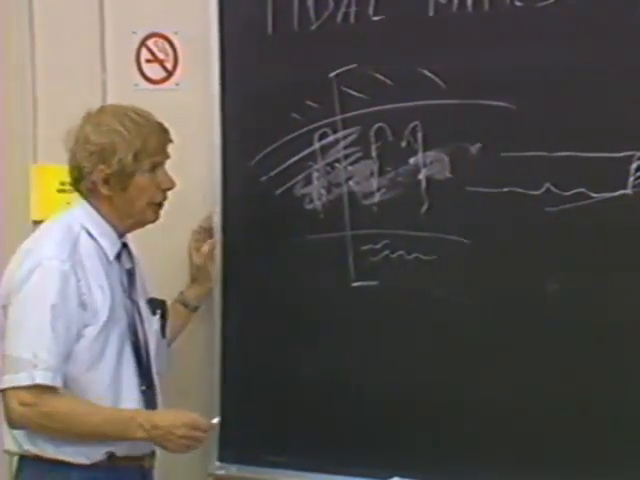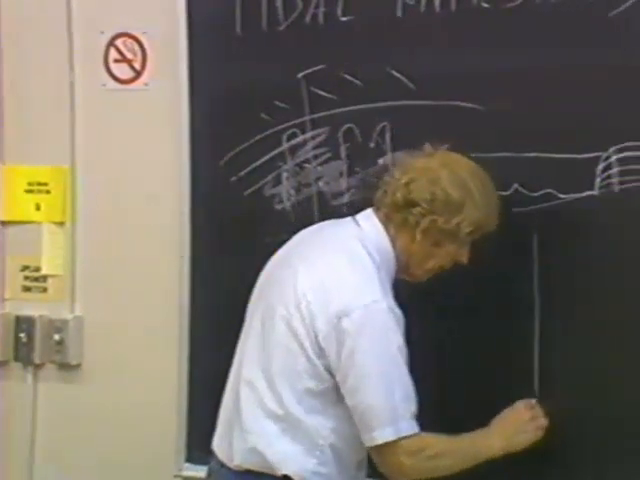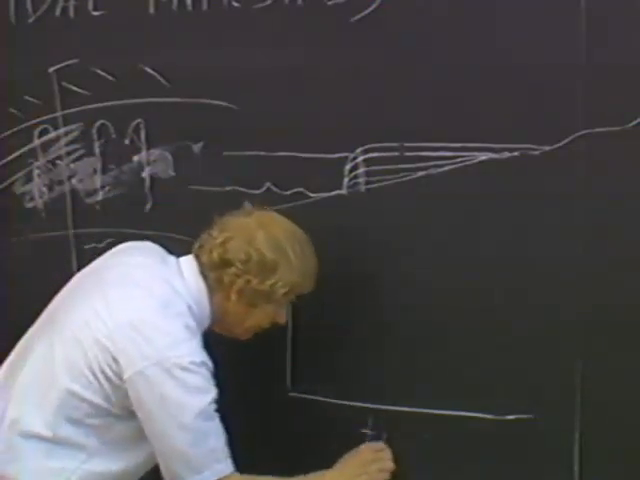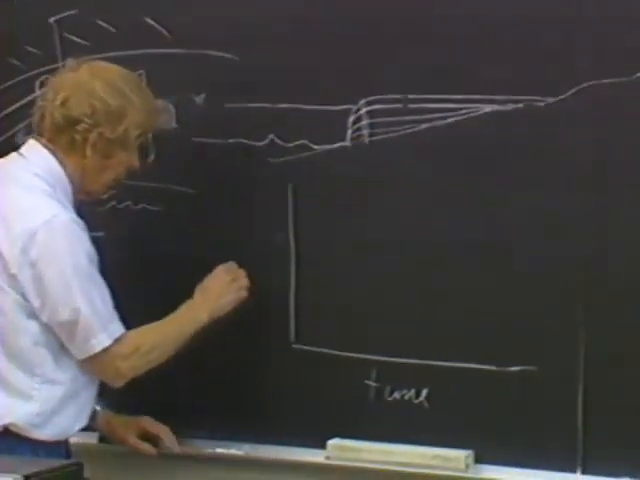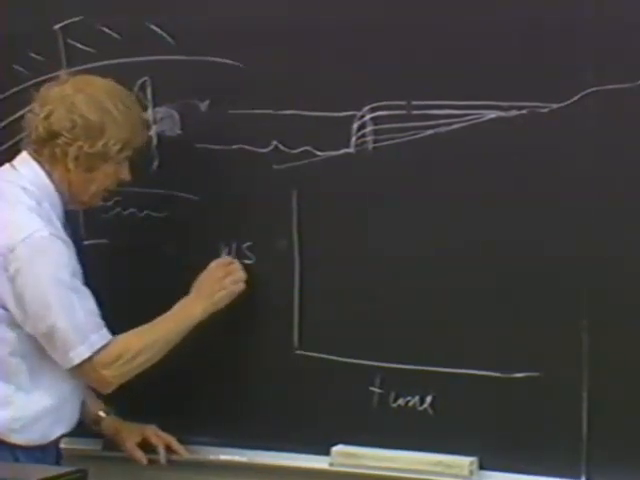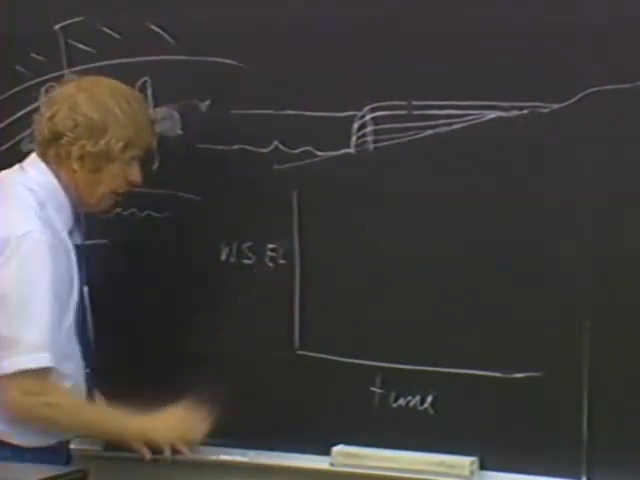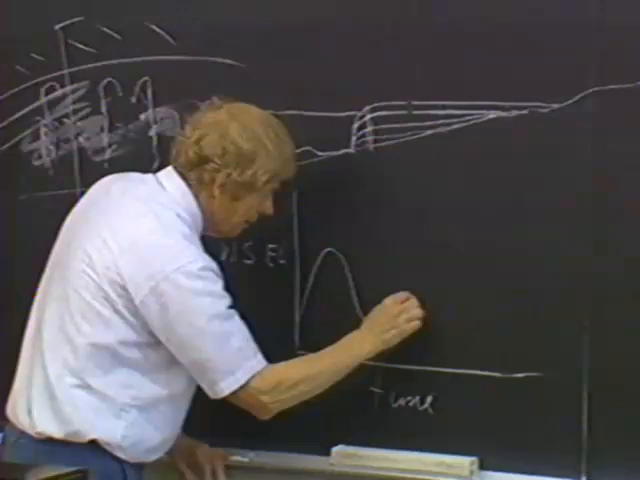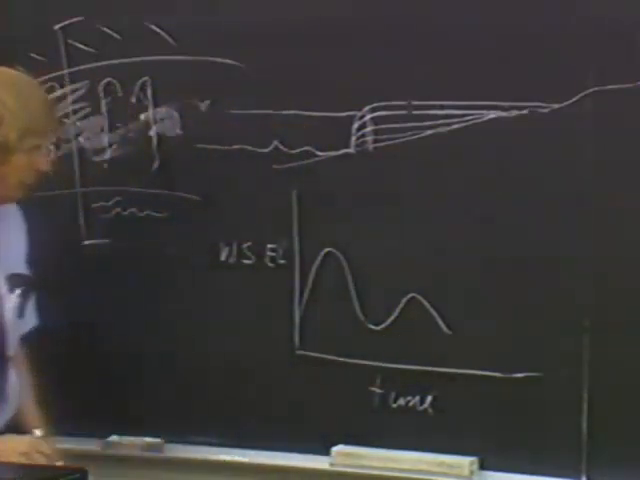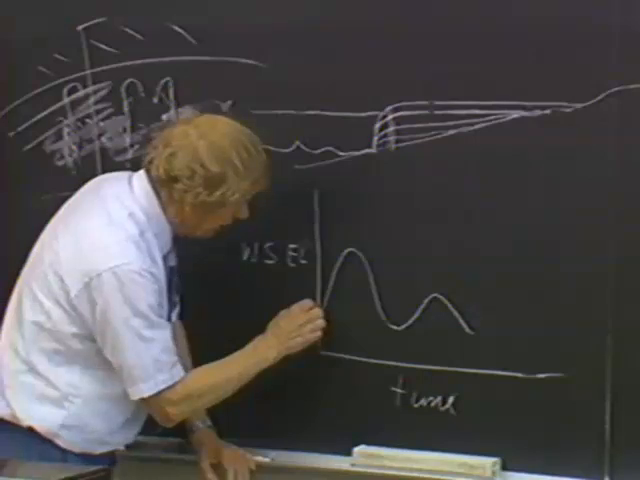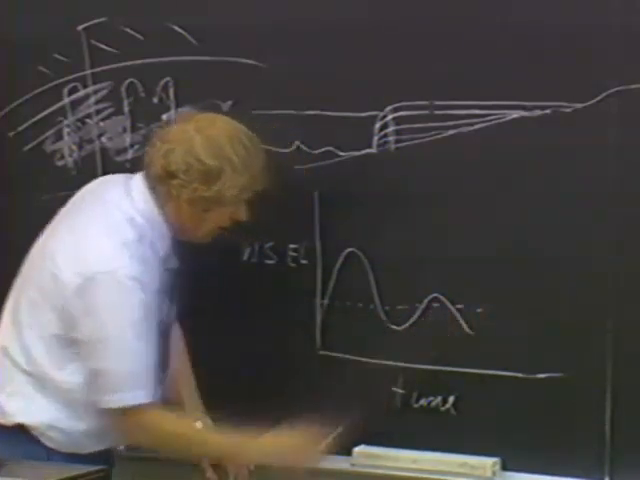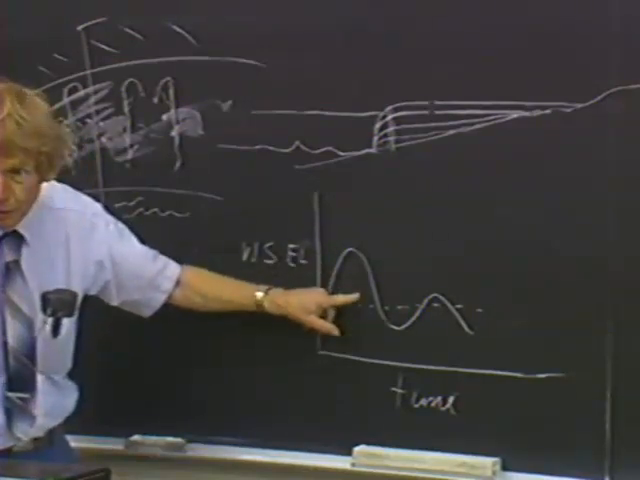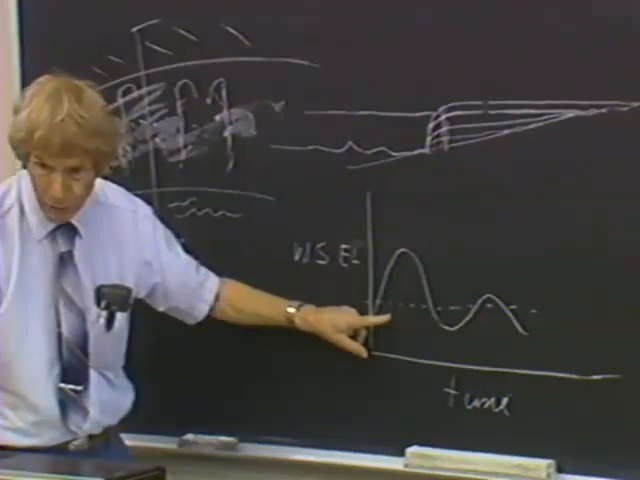Now, as the marsh grows upward, think of a plot here of time and water surface elevation, the tide here. Tide may look something like that, for example, and the marsh elevation may start at that elevation. It's flooded during the time that the tide exceeds, the surface of the water exceeds the elevation of the marsh surface.